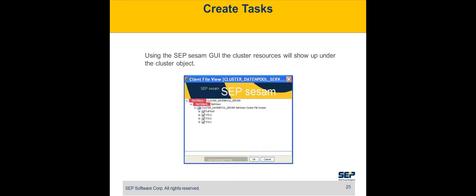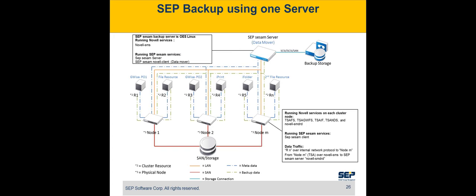When you go to back it up, you actually see the cluster pool and you see the object. So you can select the object or the resources that you're wanting to back up just directly from the GUI. This is a screenshot from our GUI. So this is what it looks like when you're looking at those objects in a cluster.